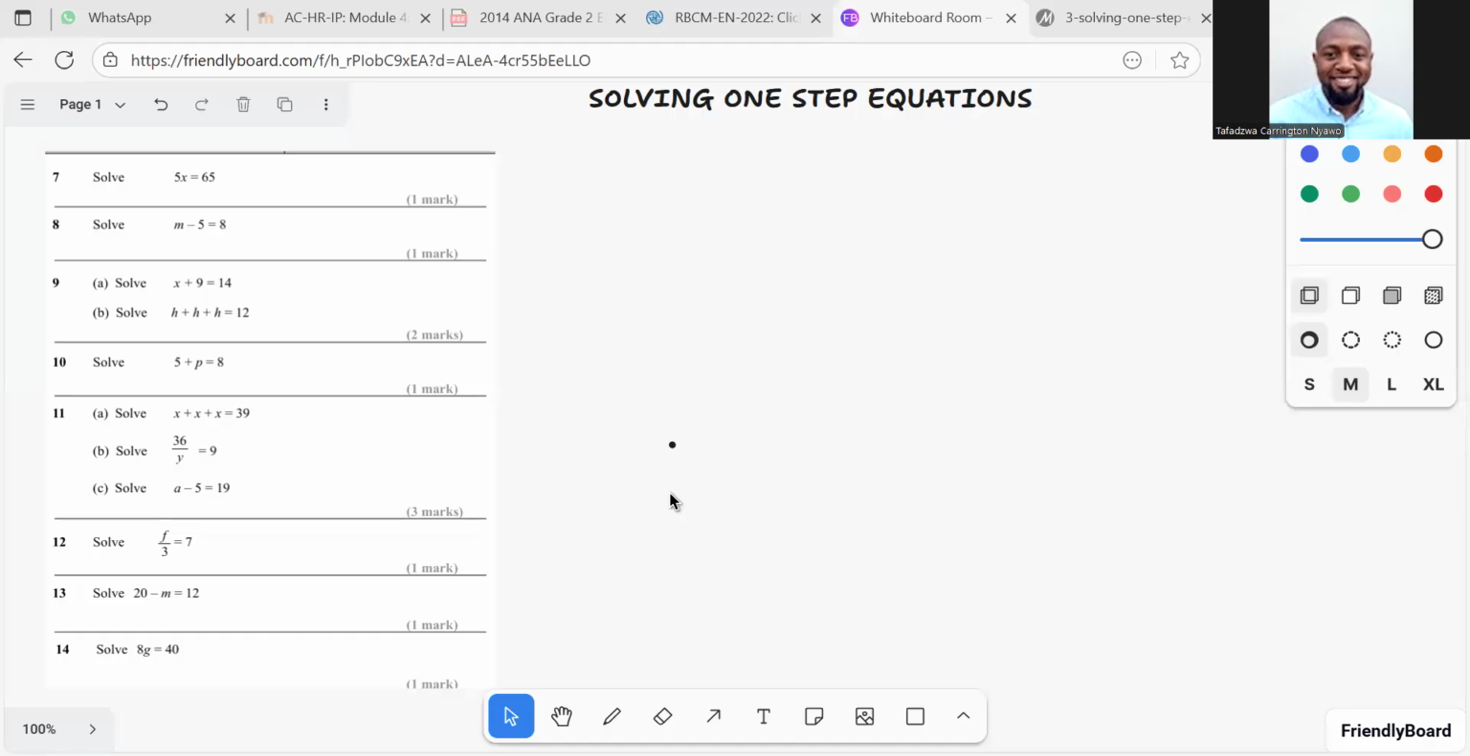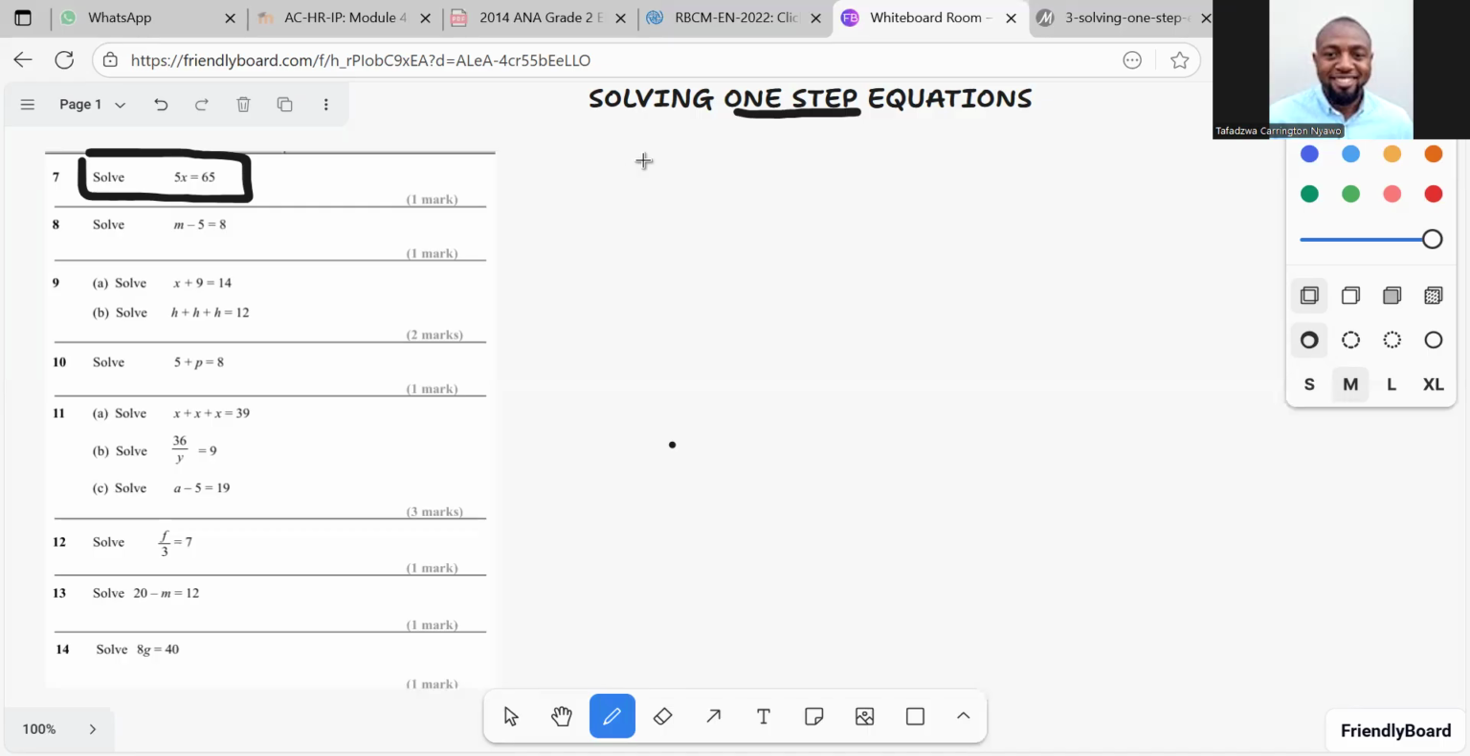Right. So today we want to look at solving one-step equations. I'm going to start with the first one here. So 5x is equal to 65. One step simply means you only need to take one step in order to solve the equation.